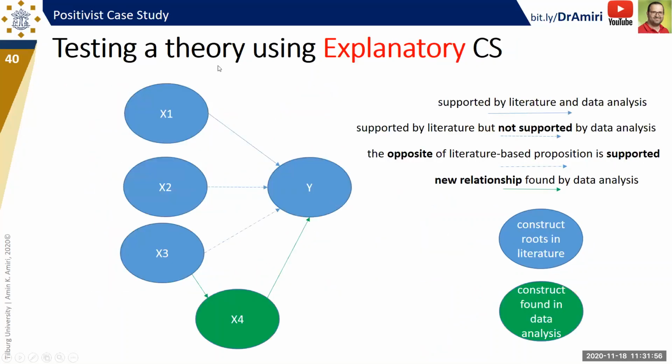So after an explanatory case study, for example, you figure out X1 is supported, X2 is not supported. You show that using a different icon for the arrow, a different symbol. You figure out perhaps that X3 is supported in an opposite way. It's completely different than what you suggested in your hypothesis. And you may find even new constructs or new relationships between constructs. So these are the kind of outcome that you would like to see as a result of an explanatory case study.